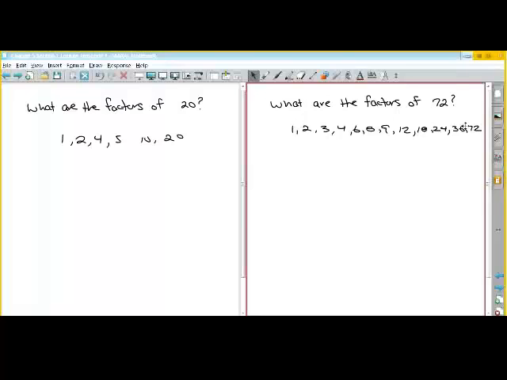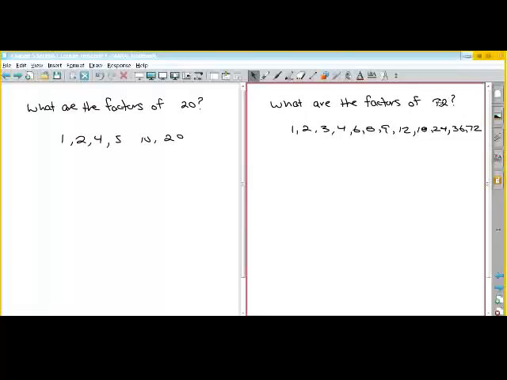So again, I list 1 and 72. And then I try the next larger number, which is 2. Can I divide 72 by 2? Yes. That gives me 36. Can I divide 72 by 3? Yes. That gives me 24. Then I try 4. Can I divide 72 by 4? Yes. That gives me 18.